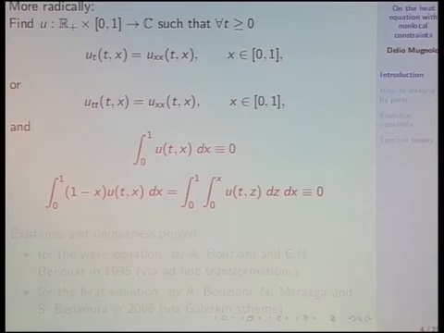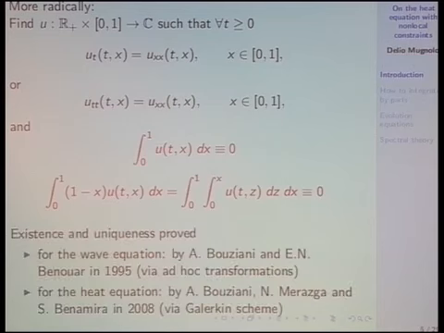And in fact, this problem was considered for the first time in the 90s, and it was solved by Buziani and some co-authors, first of all for the wave equation in '95, and then some years later by the same authors with different co-authors in 2008 for the heat equation.